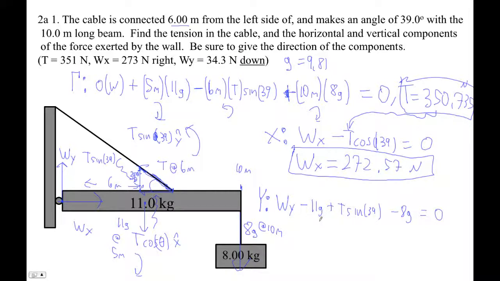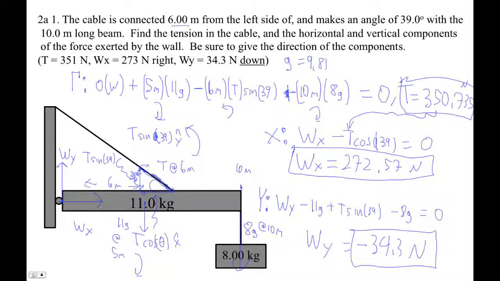I am doing 19 times 9.81. That would be 11 plus 8. Minus t, so I go alpha t, or you could just type in your 358.735, times sine of 39. All right, are we ready for this? Ooh, it's kind of spicy here. Wy ends up being negative 34.3 newtons.